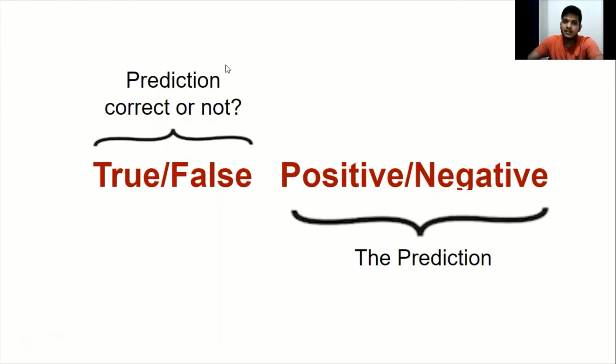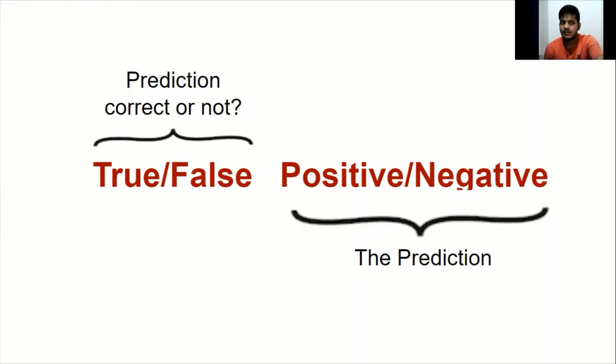The first part is basically whether the prediction is correct or not. The first part always tells you if the prediction you made, or your algorithm or model made, is correct or not. If the prediction you made is correct, you write true here. And if the prediction you made is not correct, you write false here. Very simple. Now let's look at the second part. In the second part, you tell whether your prediction is positive or negative. In binary classification, you have two results only.